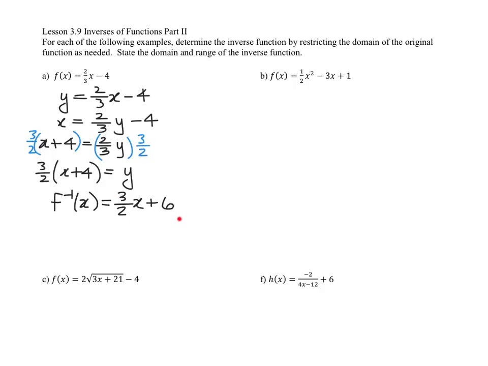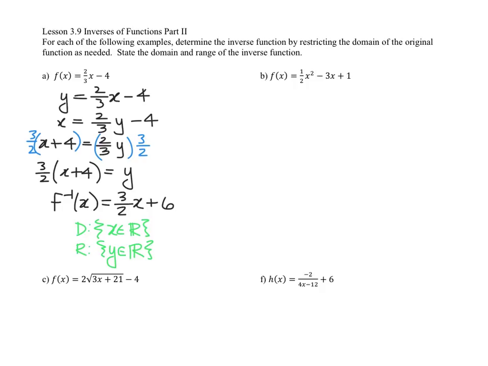That means that we didn't need to do any special domain restrictions for the original function because the inverse was a function itself. And just for practice, we are going to state domain and range for this inverse function. So our domain is any real number, and our range is also any real number.